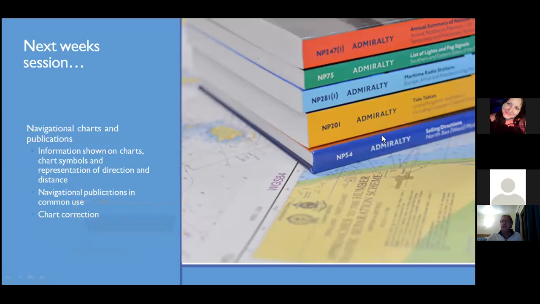actual publications: tide tables, sailing directions, maritime radio procedures, list of lights and signals, etc. The publications that should be on vessels that you sail on, and then we'll talk about chart correction. What happens when a chart starts going out of date? Where do we get corrections from? What do they look like on a chart so that you could recognize chart corrections that are made?